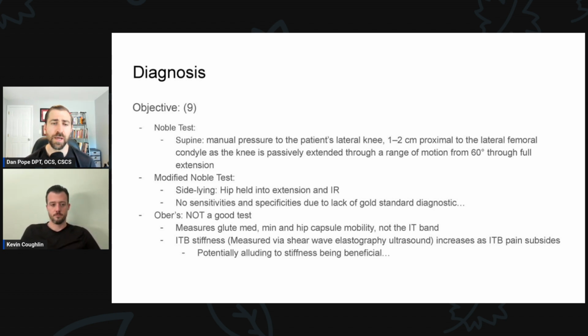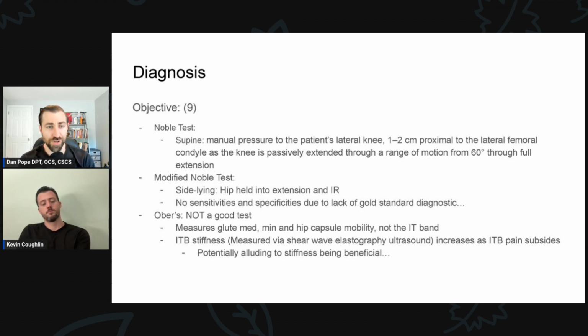So here's the thing. We don't have sensitivities or specificities on these tests simply due to a lack of a gold standard, which means that we don't have an MRI or arthroscopy or some sort of image that would tell us that a person definitely has IT band syndrome. So we can't even create a sensitivity or a specificity, right? So we're not really sure how good these tests actually are. It's kind of the best of what we have right now. So we can use a combination of these kind of subjective and objective tests to try to get an idea of what the patient has.